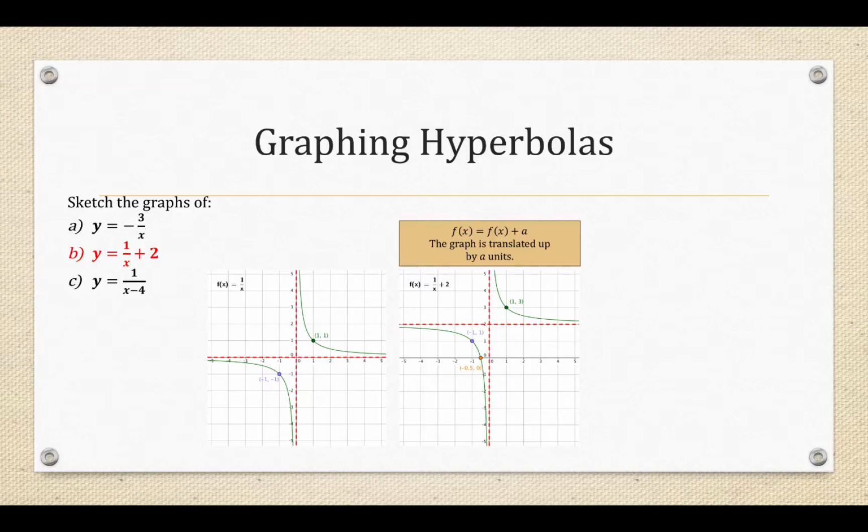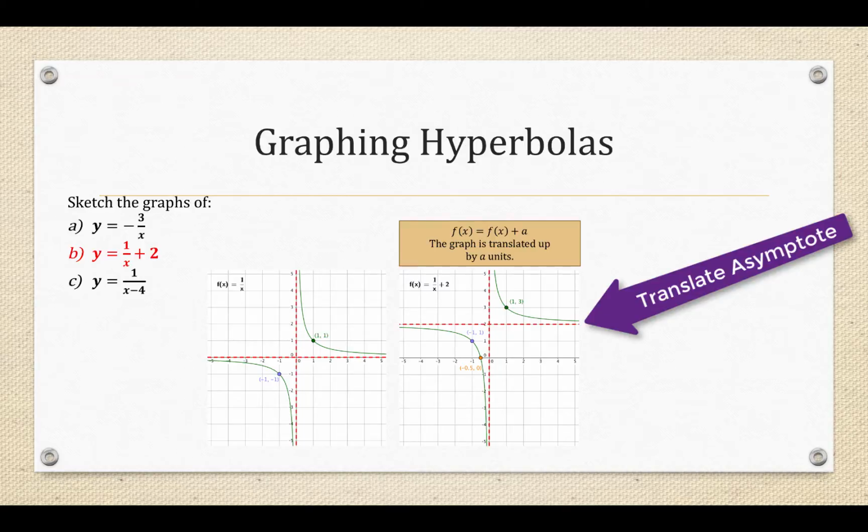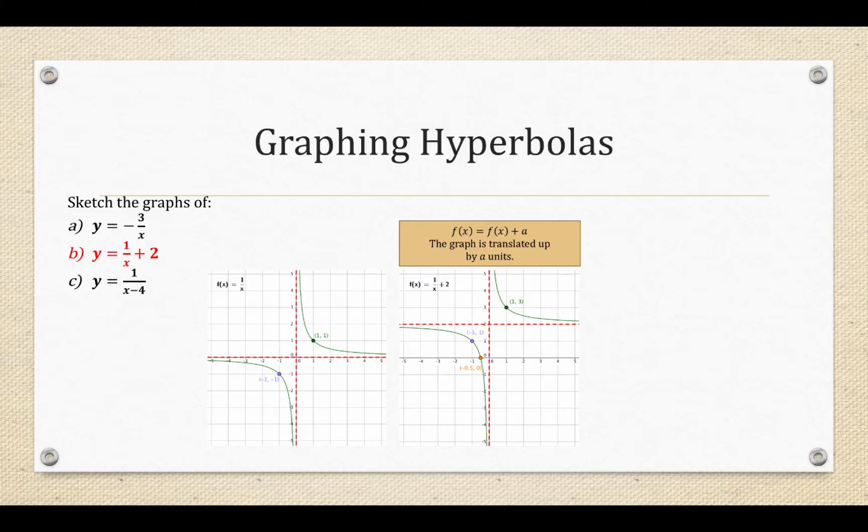What you need to make sure of is that you have also translated your asymptote. This is very important when you're graphing hyperbola, that you are putting in the asymptote correctly as well. Now, you'll notice that it also crosses the x-axis. So we need to find that value.